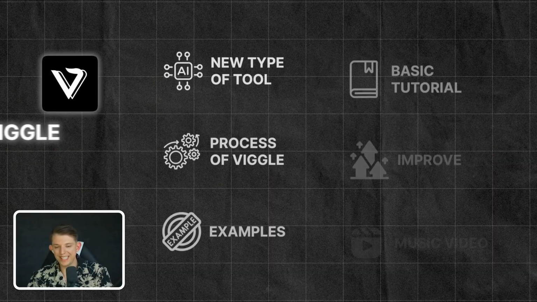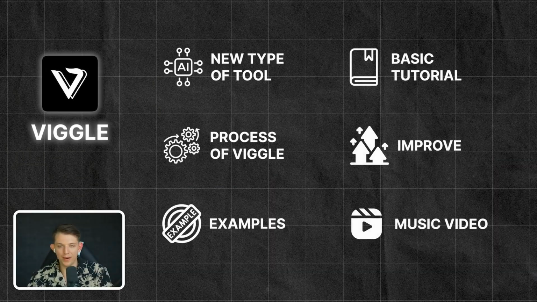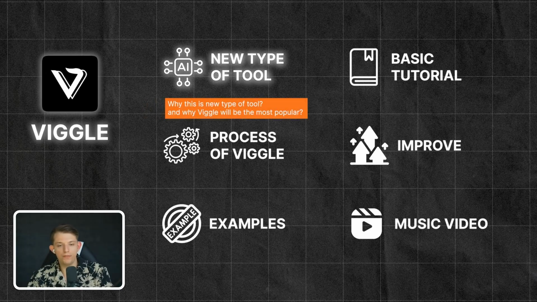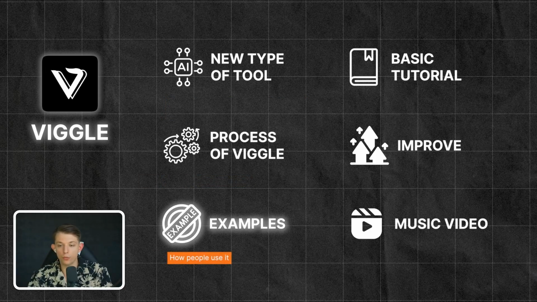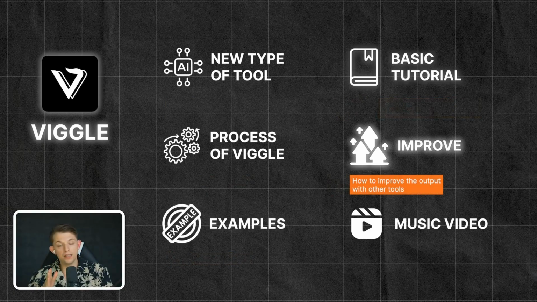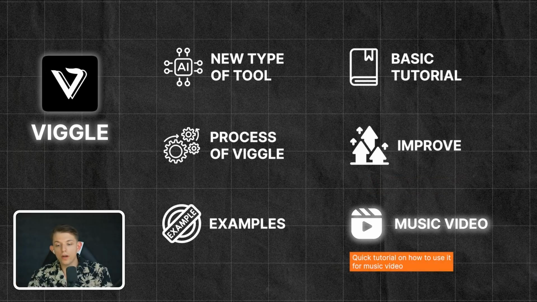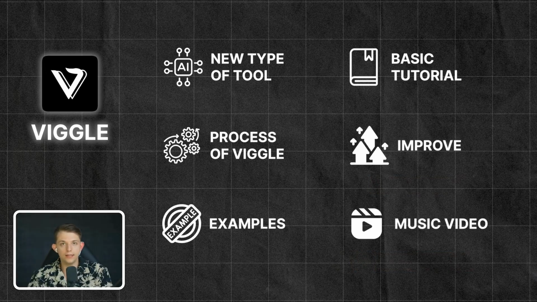All right, so these are the 6 things I want to discuss in this video. And I'm going to go rapid fire. I'm not going to waste any time. We're going to talk about why this is a new type of tool and why Viggle will be the most popular. I want to talk about the process, so how Viggle works. We're going to go over some examples. We're going to do a basic tutorial. Then I'm going to discuss how you can actually take these outputs and improve on them. And then we're going to discuss how to create a music video with these AI tools. Let's dive straight into it.